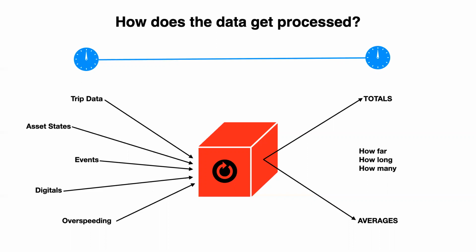The data itself is collected and managed in what we call buckets, and a bucket is 24 hours represented by the blue clocks. So from midnight to midnight, the data is collected, and the total for the 24 hours and the average for the 24 hours is collected and computed. So the smallest bucket you can get is 24 hours.